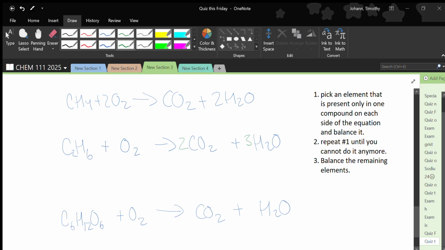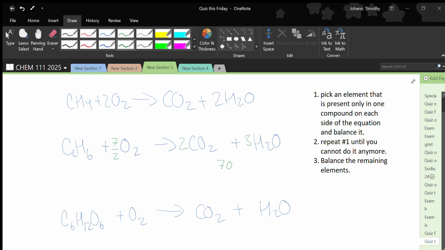And now I need to count up my oxygens because that's what's left. If I do this, I have 4 oxygens, right? 2 times 2, and I have 3 oxygens. So 7 oxygens over here. This is where it was a little more difficult. This is like the next concept we worry about for this. So I'm going to need to have 7 oxygens on the left over here, and a way to do that is 7 halves, right? 2 times 7 halves is 7, right? You could put that in your calculator. 7 times 2 divided by 2 is 7, okay?